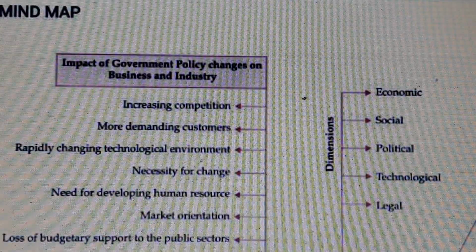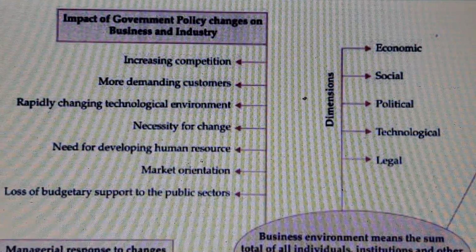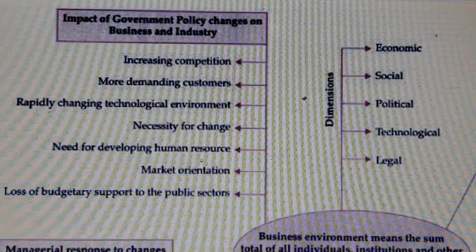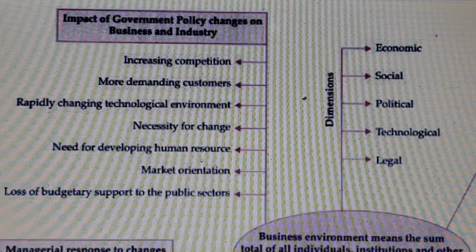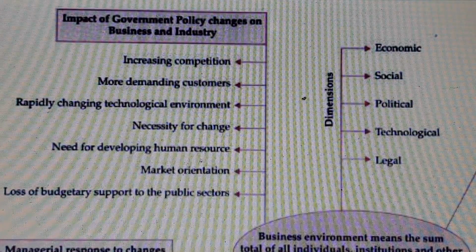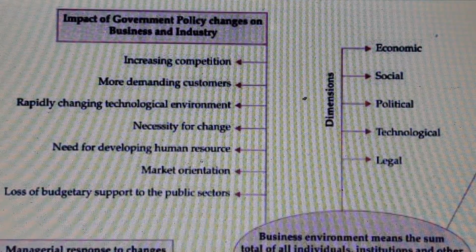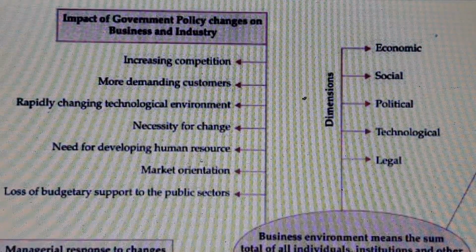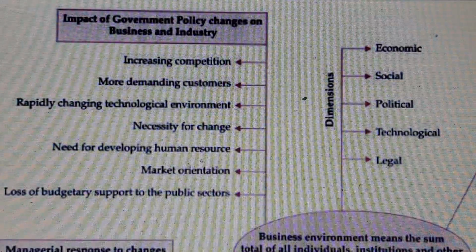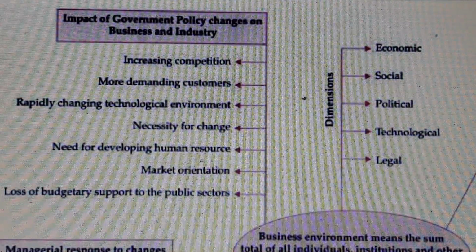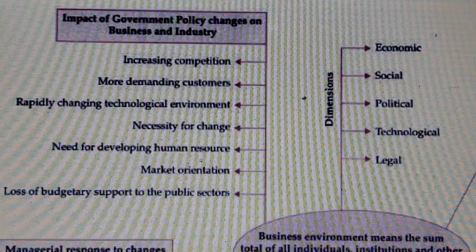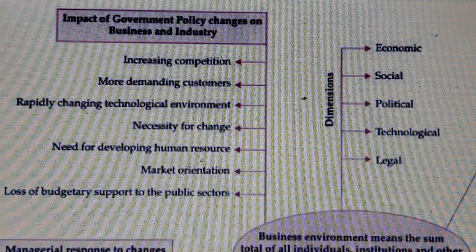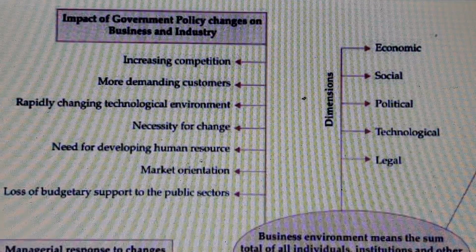First, we will see the impact of government policy changes on business and industry. There are many policies made by the government every year and published in the budget of every year: these things we are going to do, these things we are not going to do, these things we are going to increase, these things we are going to reduce. All these things affect the markets a lot.